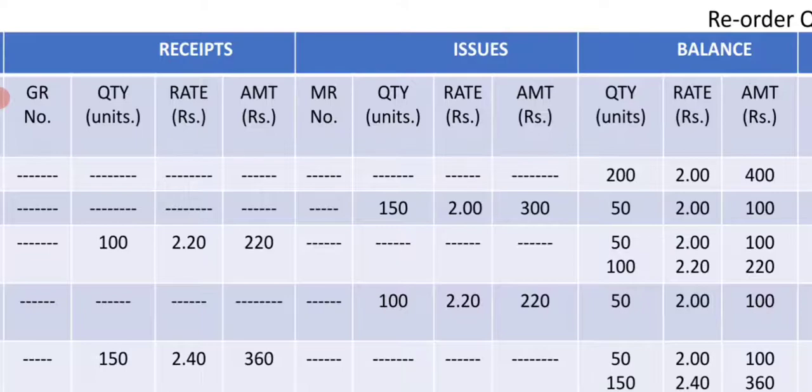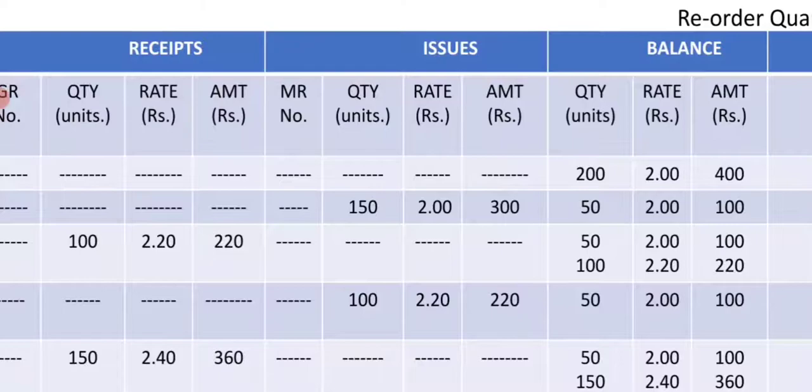So before issuing, we should see the balance column. So quantity available and the batches available are, only one batch is available, that is 200 units at the rate of 2 rupees. So from that 200 units batch we have to issue 150 units. There is only one batch, so we are issuing from that batch only. So 150 units in the quantity column at the rate of 2. 150 into 2, that is equal to 300 rupees.